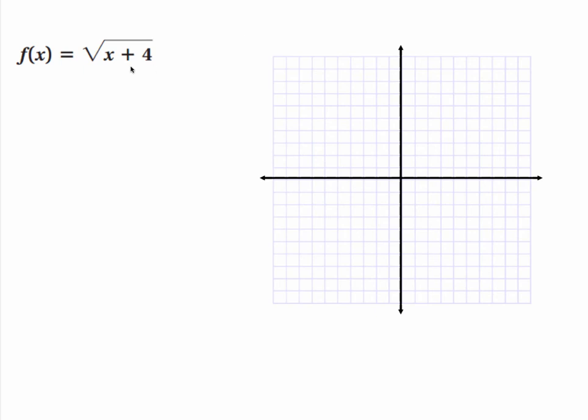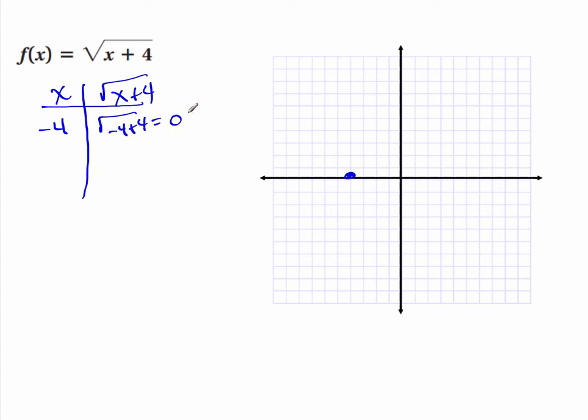If I want something like the square root of x plus 4, this is going to be a horizontal shift to the left, 4. So you can do the points, or you can recognize that's what it is. Now I'm going to graph some points because, again, I want some nice shape to my graph. So when x is negative 4, this is the square root of negative 4 plus 4, or 0.